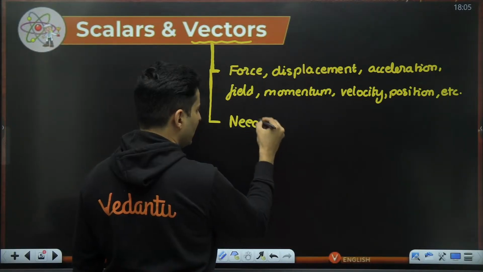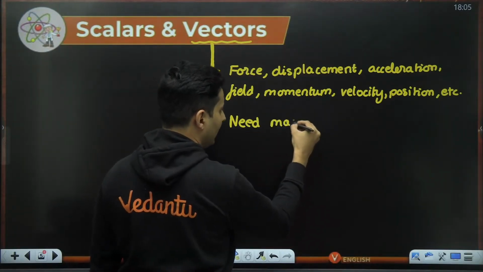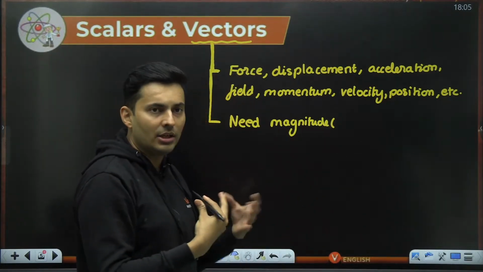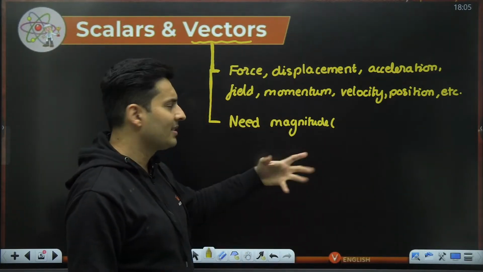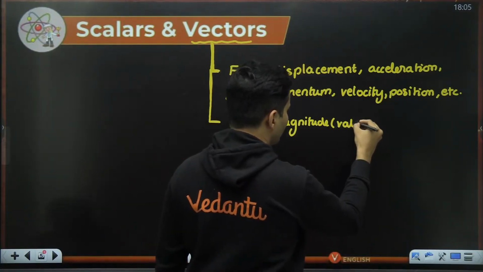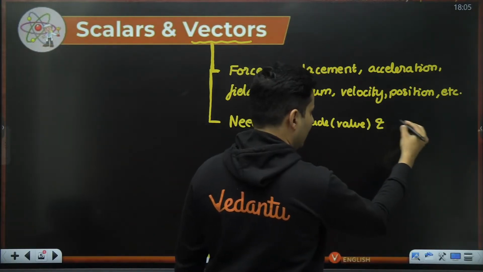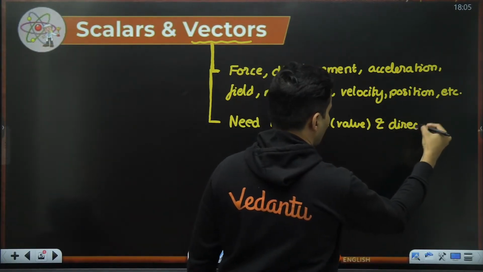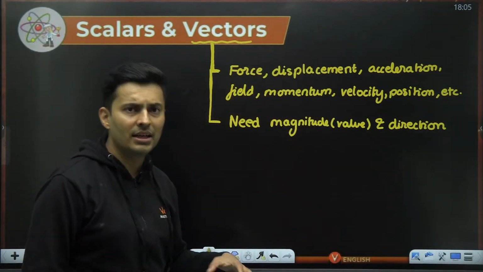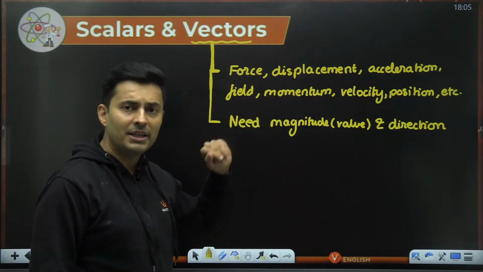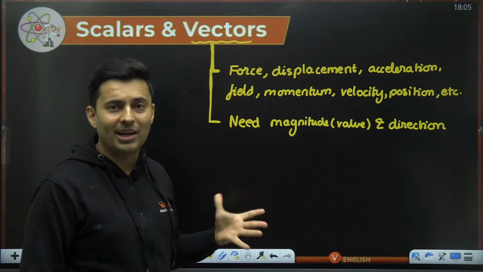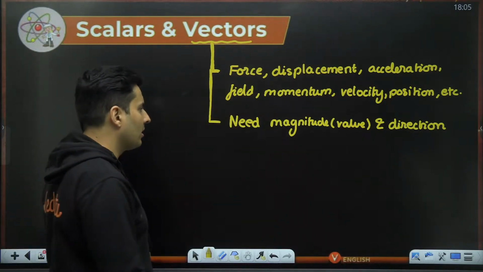And one thing common in all these quantities is that you need the value, which is basically the magnitude. That means how much is the force, 10 Newton, how much is the momentum, 500, how much is this velocity, 79, whatever magnitude, that is basically the value, and the direction. Both are compulsory. You cannot just give one. I cannot say the force is acting in north direction. I can't say the displacement is upwards. No, I need to tell, oh, it's 10 meters displacement in the upward direction. Both magnitude and direction are important.